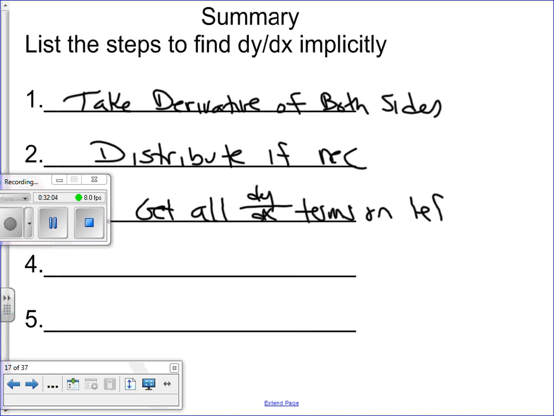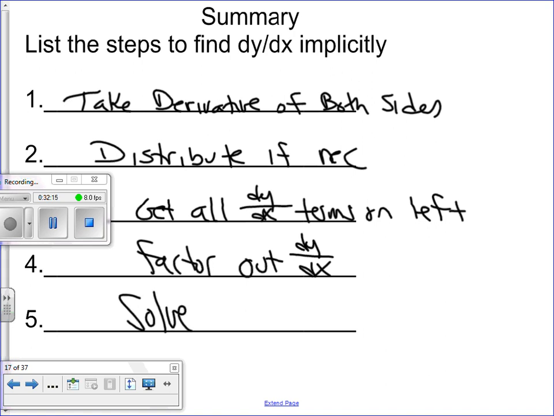On the left, and you can factor out the dy dx. And then you can solve for dy dx by dividing.